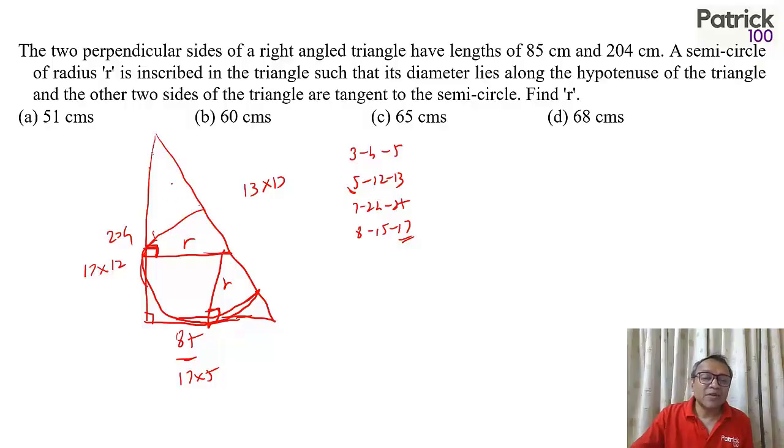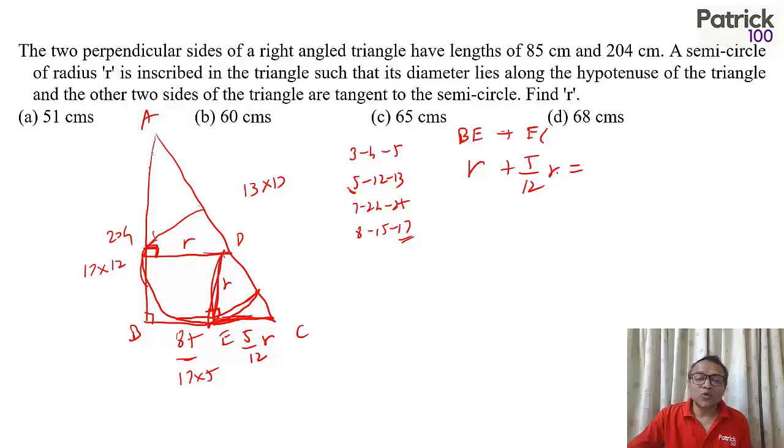Now the triangles will be similar. The bigger triangle, say ABC, will be similar to DEC. So this ratio will also be 12 to 5, so EC will be 5 by 12 R. Since in the bigger triangle the ratio of perpendicular sides is 12 and 5, in the smaller triangle the ratio is also 12 and 5. So if it is R, this becomes 5 by 12 R. So R, that is BE, plus EC, which is 5 by 12 R, is equal to the total 85.